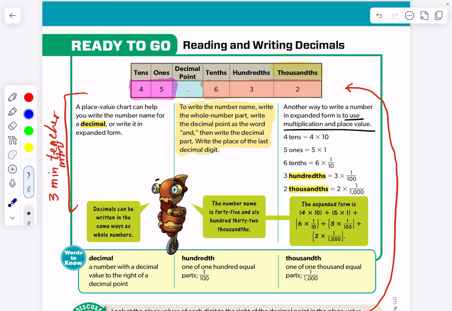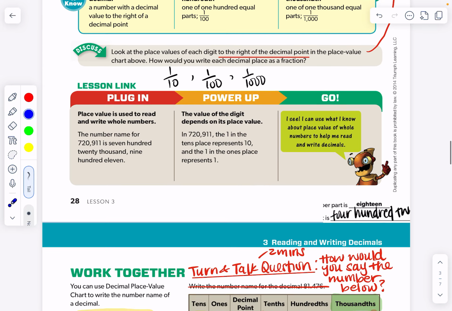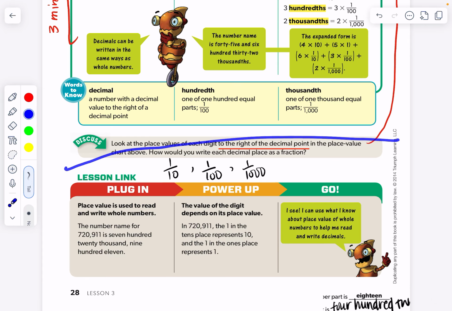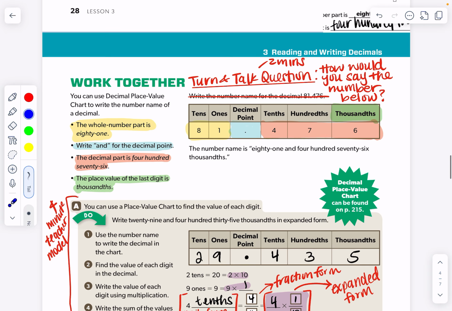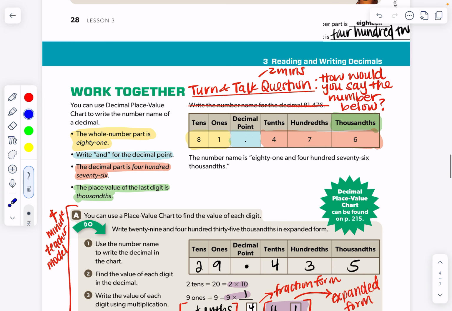So please ensure today that as students are working on writing in expanded form, that they are not forgetting their multiplication sentences or their addition signs. You can go ahead and skip this question right here and launch into your turn and talk down here. So you've modeled for students how to say the number during the introduction. Go ahead and take 2 minutes, turn and talk with your buddy. How would you say this number below?